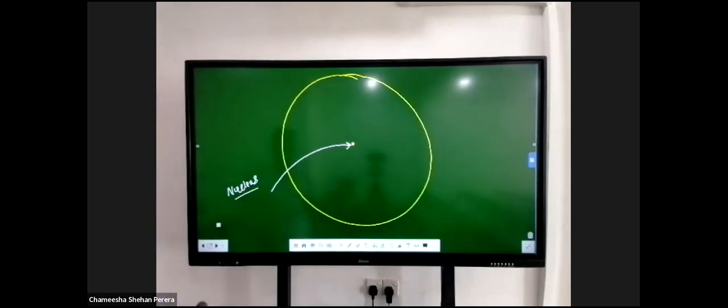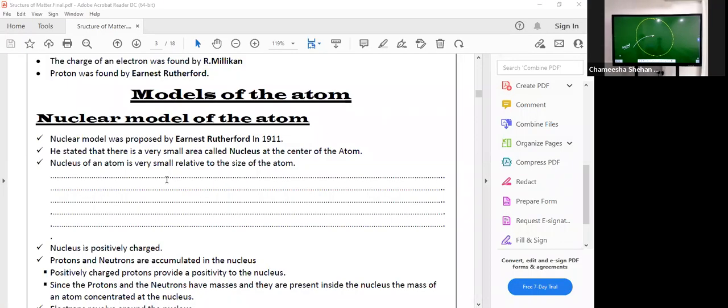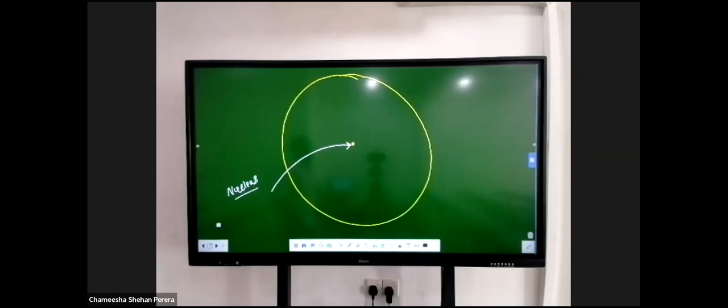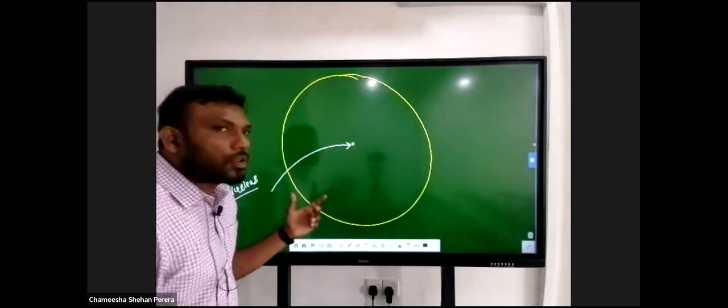Right, the nucleus. So they named it the nucleus. The nucleus is inside the atom at the very center, and it is a small, dense, spherical area. The nucleus of an atom is very small relative to the size of the atom. They say when you compare it to the size of the atom, I illustrated it correctly.